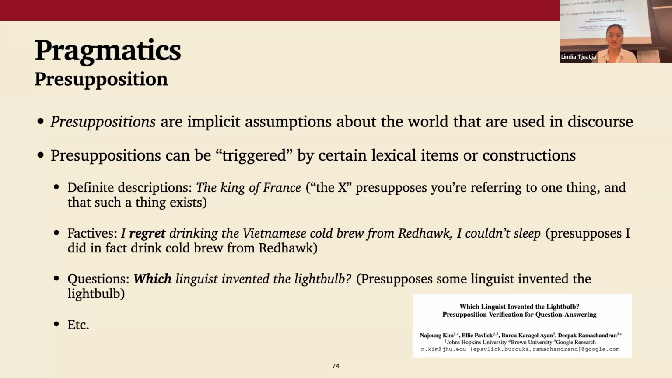This also happens in questions. Like, which linguist invented the light bulb, presupposes that some linguist invented the light bulb. But there is no linguist that invented the light bulb, and this is actually the title of a paper by Najoung Kim, which looked at a bunch of question answering data sets, and they found that certain questions are just unanswerable. So it makes no sense to evaluate NLP systems on these questions because they have false presuppositions. There's no way you can answer it factually. And there are a lot of other different types of triggers, but these are just a few.